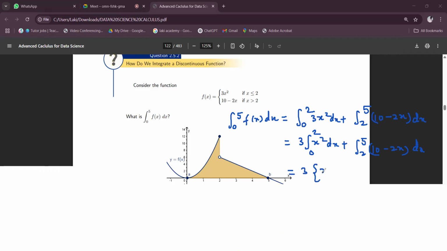Integration of x squared is x cubed over 3. Integration of 10 is 10x, since 10 is a constant, and for 2x, it is 2x squared over 2, from 2 to 5. Put the value of x equal to 2. When you put 0, you will get 0. Put the value of x equal to 5. The 2s cancel.